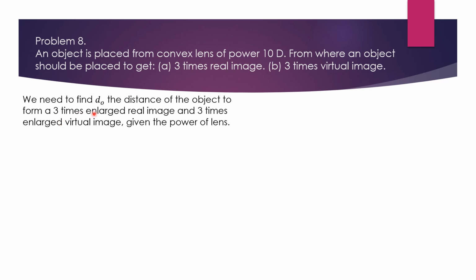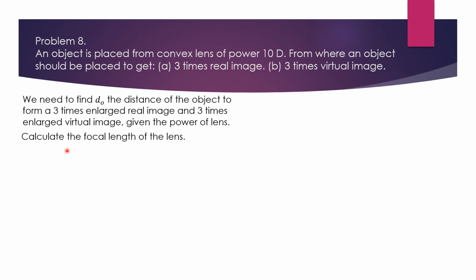So we need to find the distance of the object to form a 3 times enlarged real image and a 3 times enlarged virtual image, given the power of a lens. Here we are given only the power of the lens.